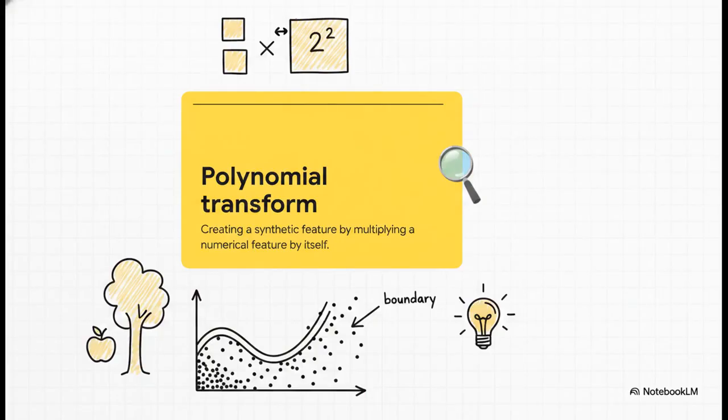We do this through a polynomial transform. Essentially, we are actively creating brand new synthetic features literally out of thin air. By multiplying a feature by itself to add a hidden squared term, we give the model a synthetic feature that mimics physical world relationships, like gravity. The model just sees this squared term as a normal feature to weigh, but the geometric result is a beautifully curved boundary that separates what was previously impossible.